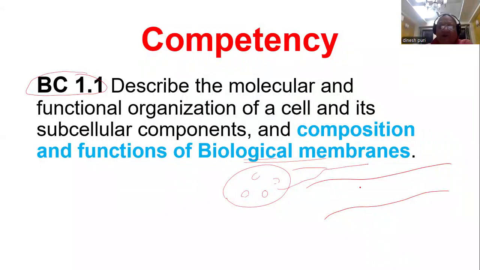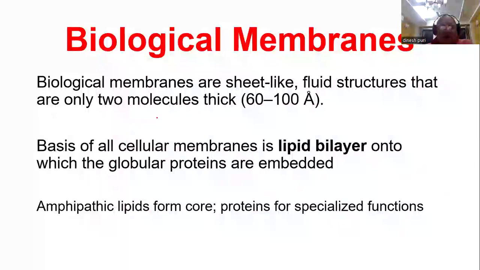Not only that, all species, all organisms have this simple design, two molecules thick, and that is also referred to as the lipid bilayer. So the biological membranes are sheet-like structures, only two molecules thick, called lipid bilayer, as we discussed just now, because they comprise only two layers, two lipid layers. And the lipids are actually phospholipids. So phospholipid bilayer is the more appropriate term.